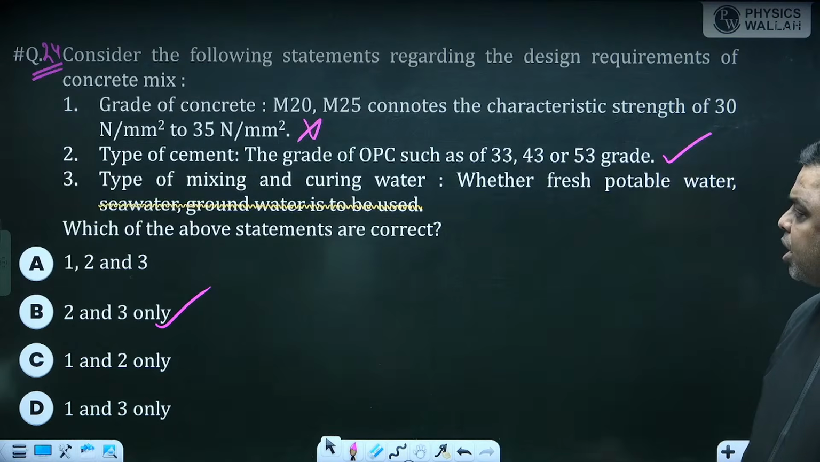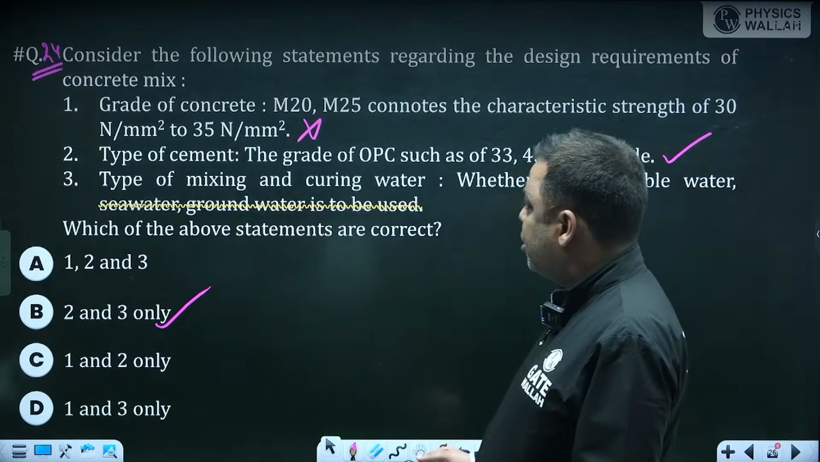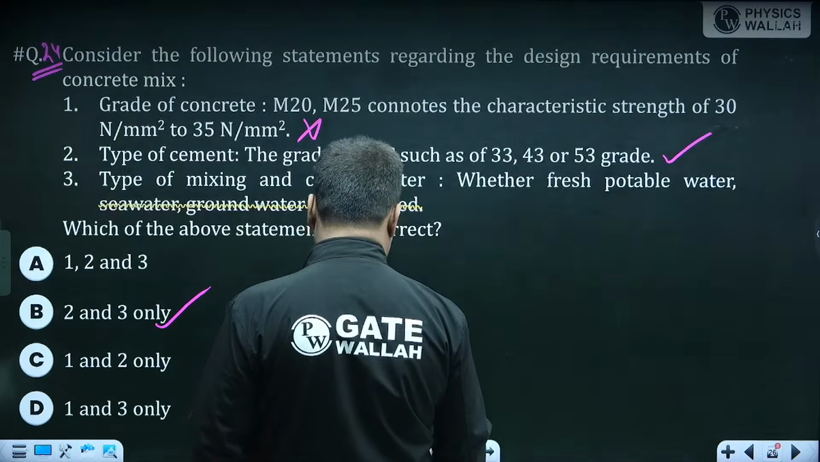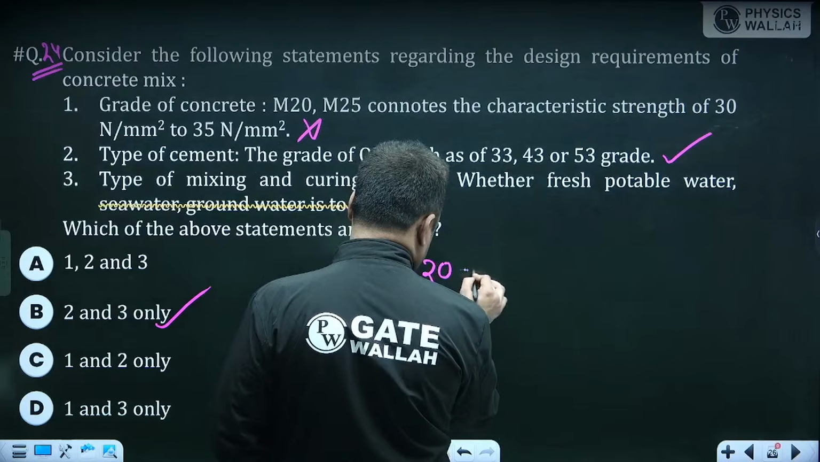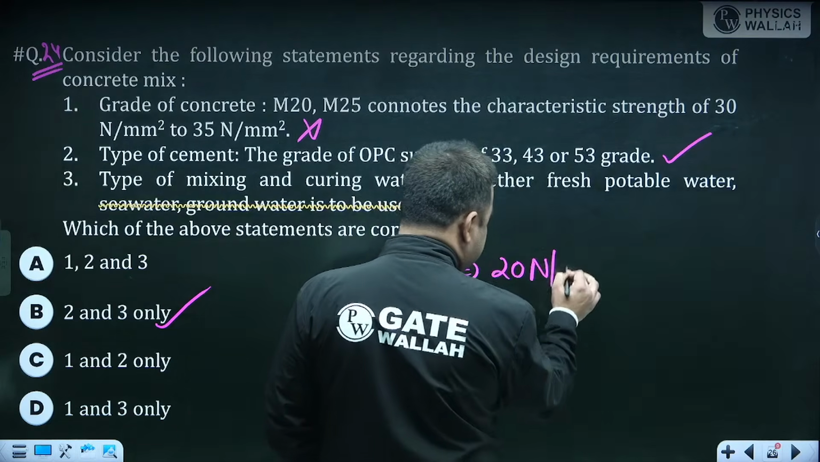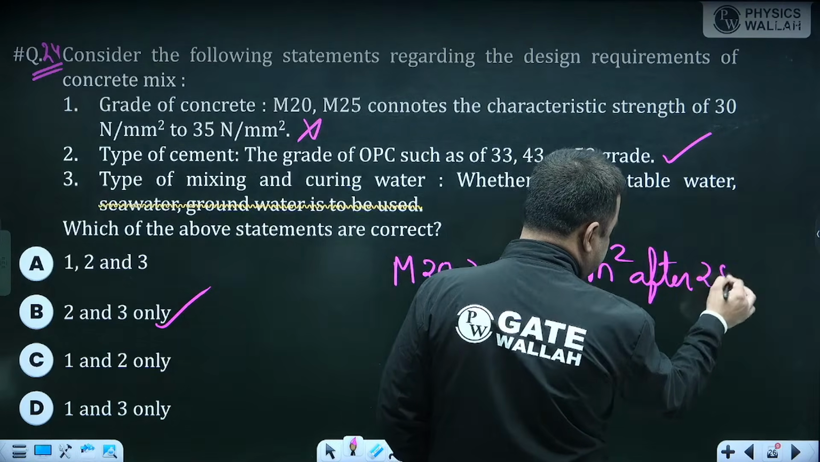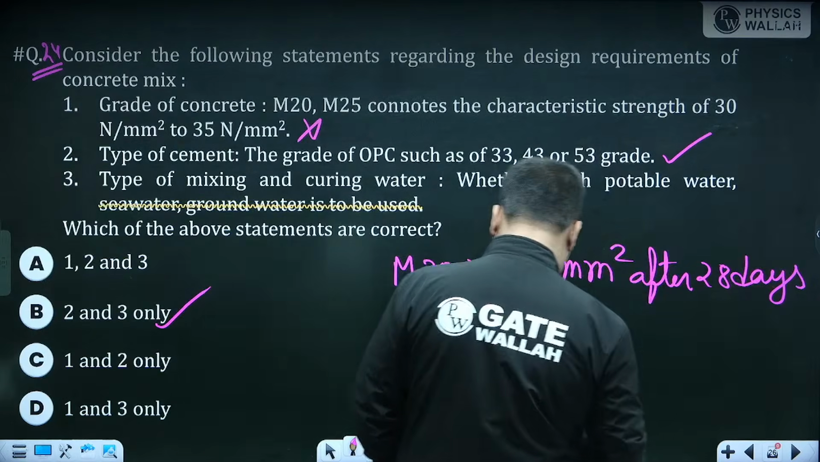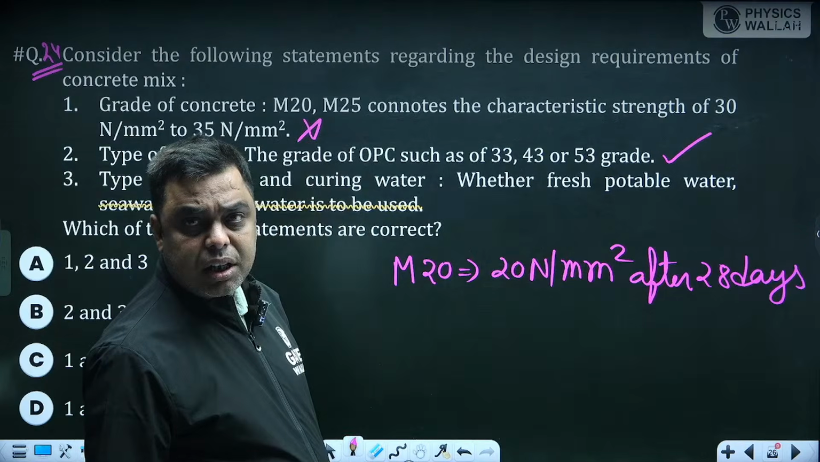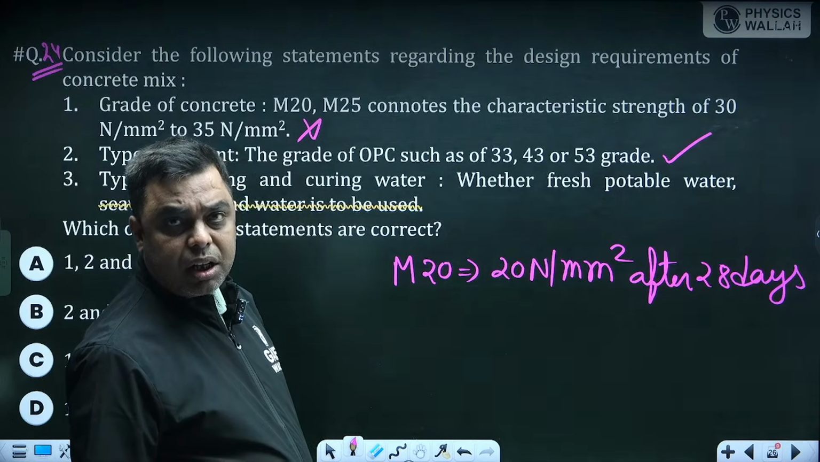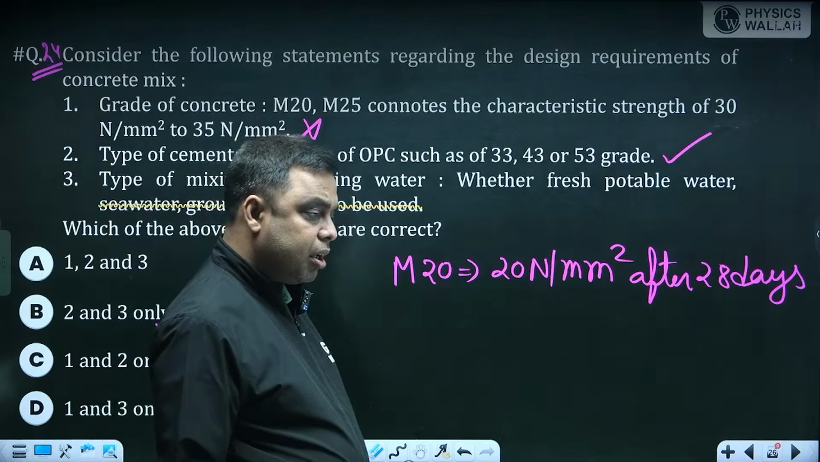But sir, option 1 is also correct. Why is 1 correct? M20 represents, M20 means what? 20 Newton per mm square after 28 days. After 28 days. Civil engineering JK, got the logic?